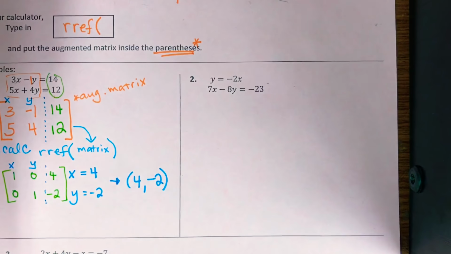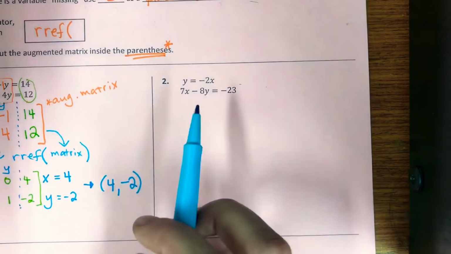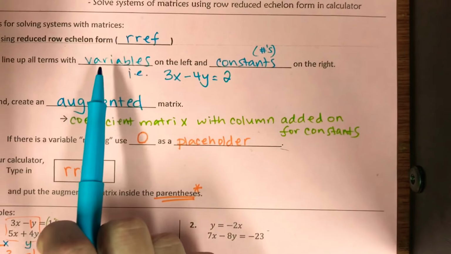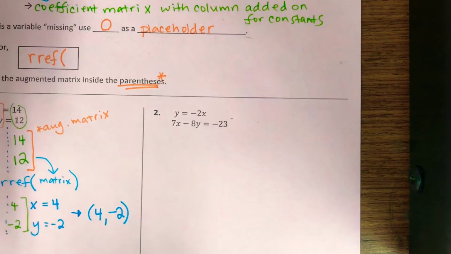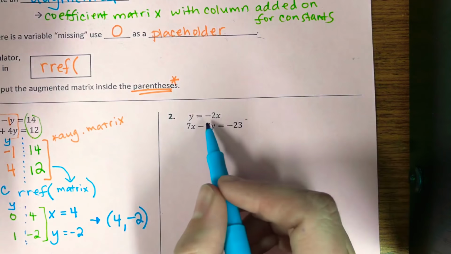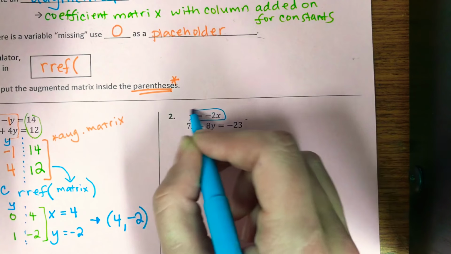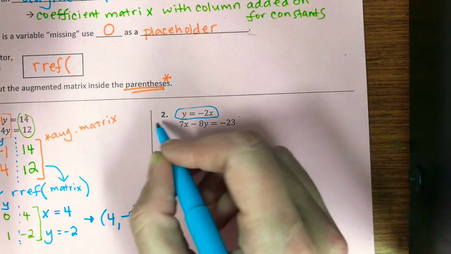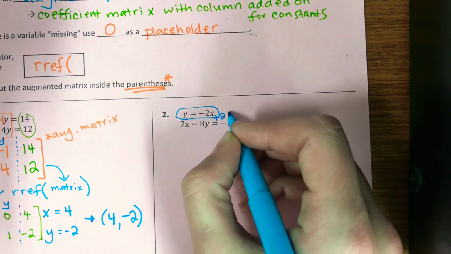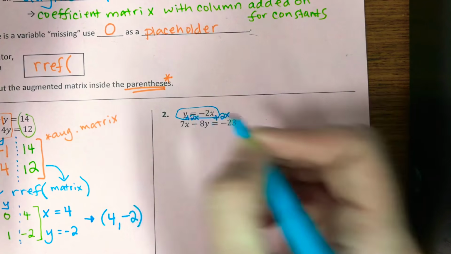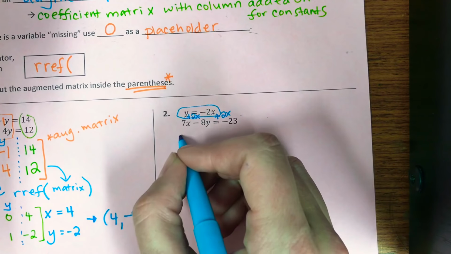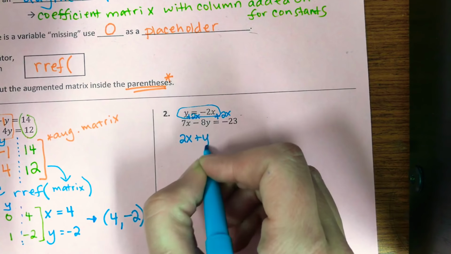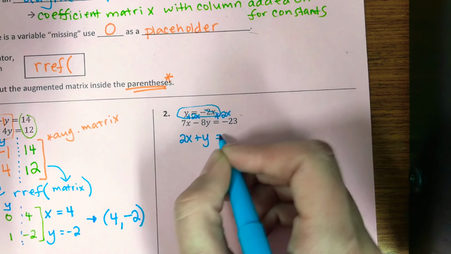Let's check out number 2. First thing to check, remember, is to look for the variables and the constants. Are they lined up? I can see that they're not right now because this one has the 2x over here. So if I want to move everything to one side, I'm just going to add 2x to both sides. So now this equation is 2x plus y equals, well, this is going to be 0.